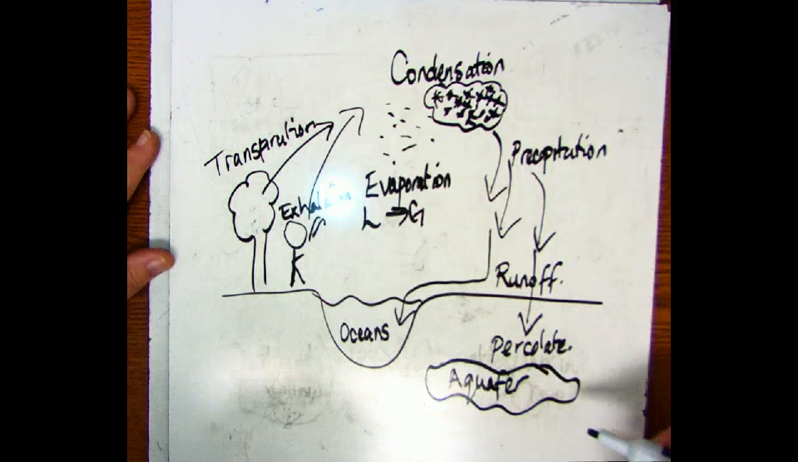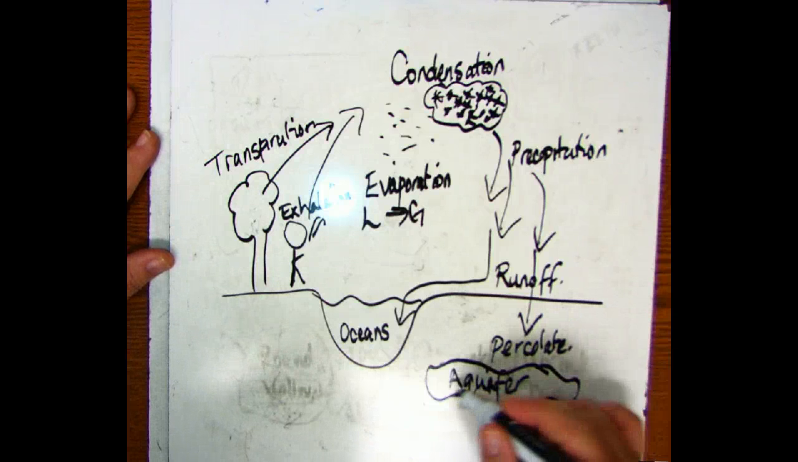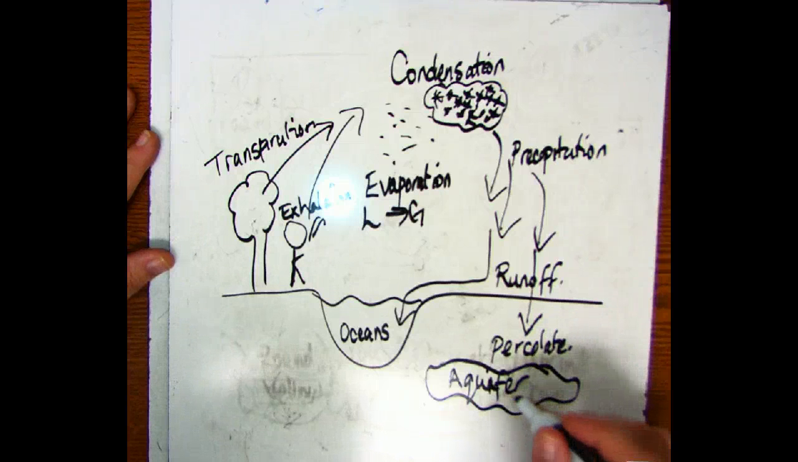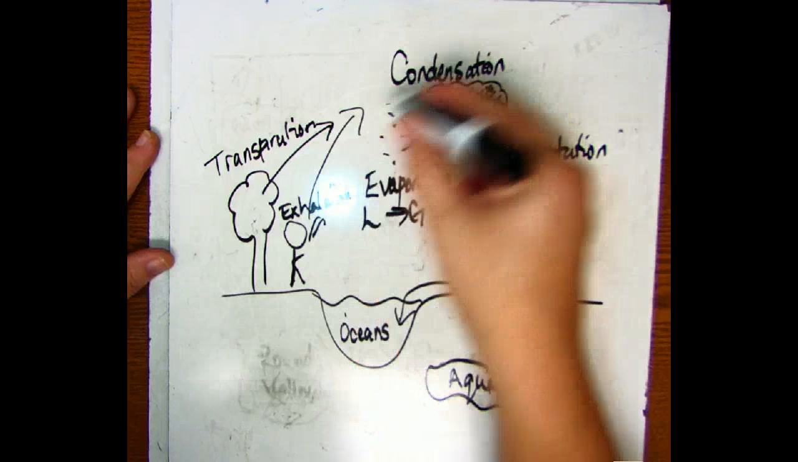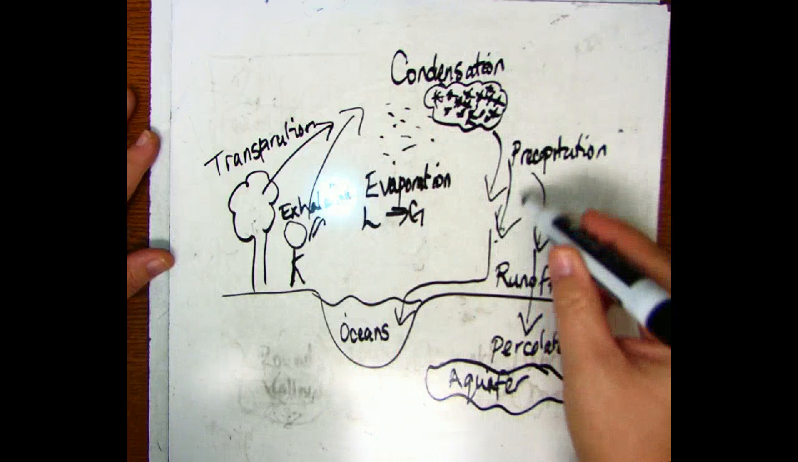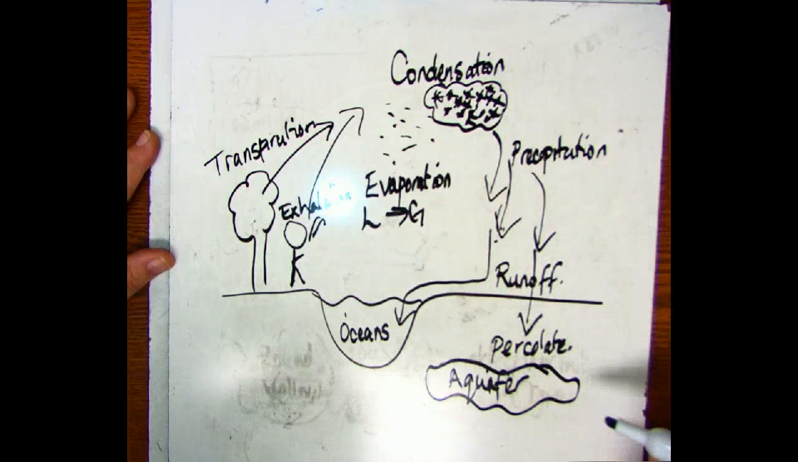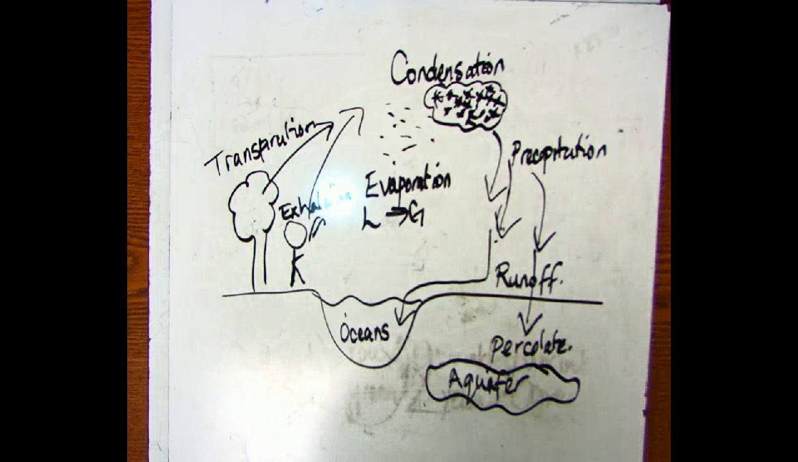And the aquifer is a great groundwater source of fresh water. What I want you to understand is that the oceans are salt water, but the water that comes back down is fresh water. So that's a source of fresh water on our planet, is precipitation.